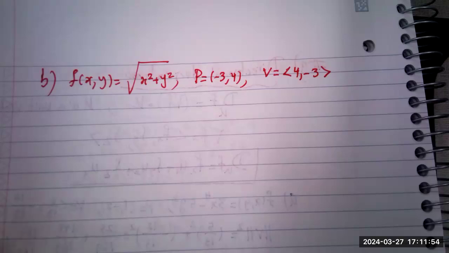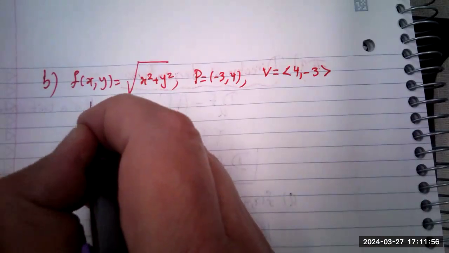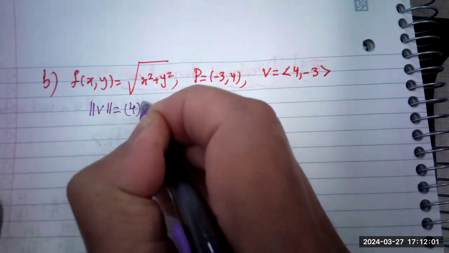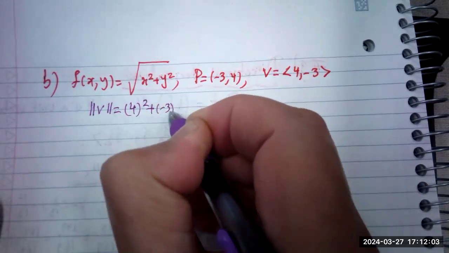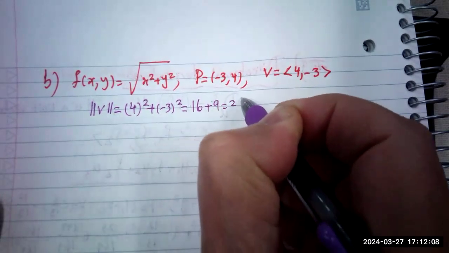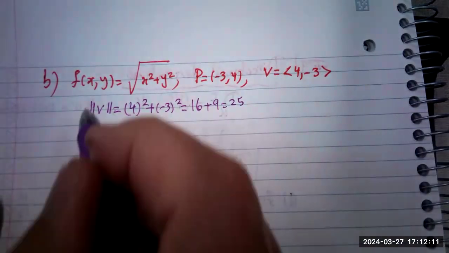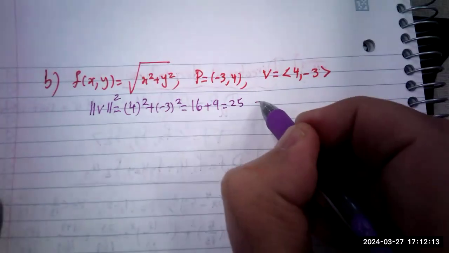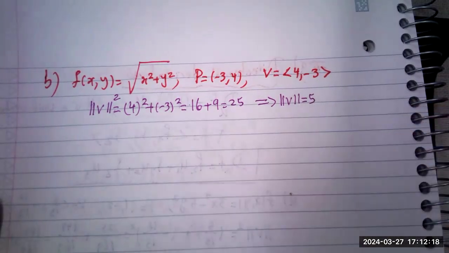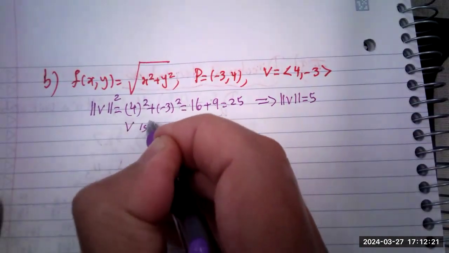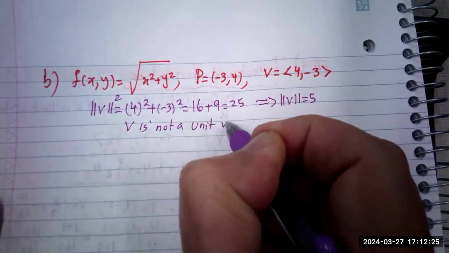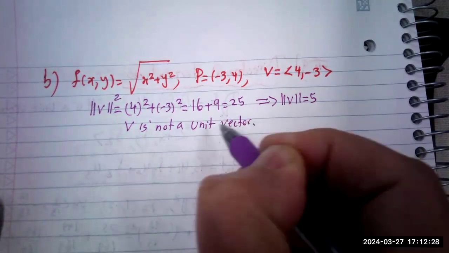Okay, first check the vector. So we check the norm of V, which is going to be 4 squared plus negative 3 squared. So that makes it 16 plus 9, which is 25. Okay, that's a norm squared, of course. So this means the norm of V is 5. Okay, so V is not a unit vector.